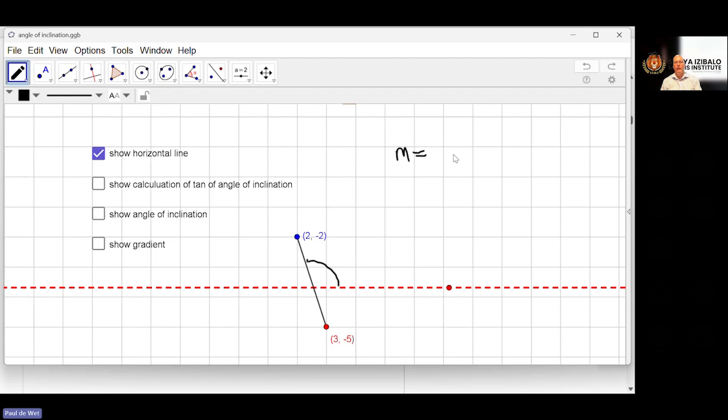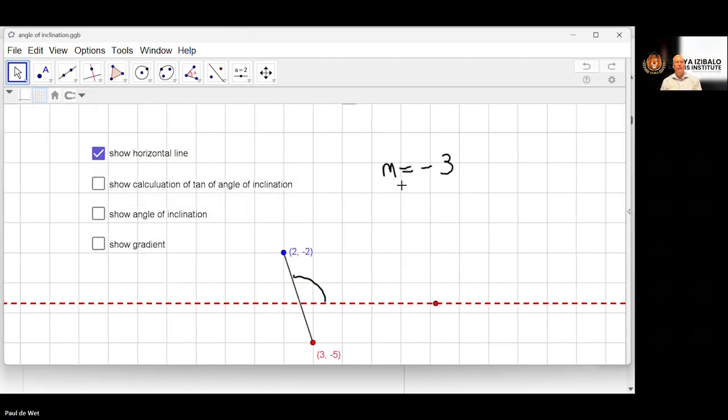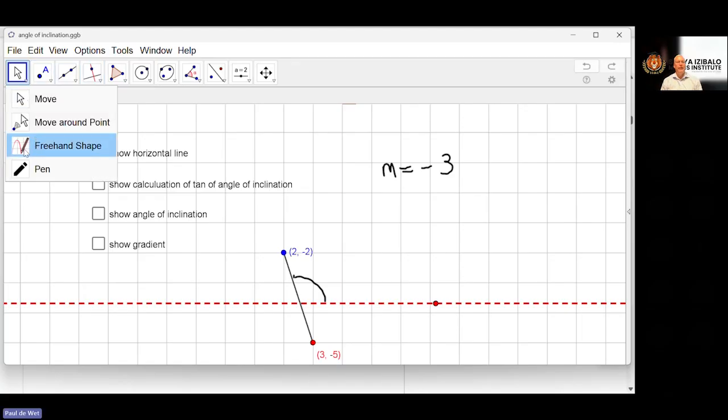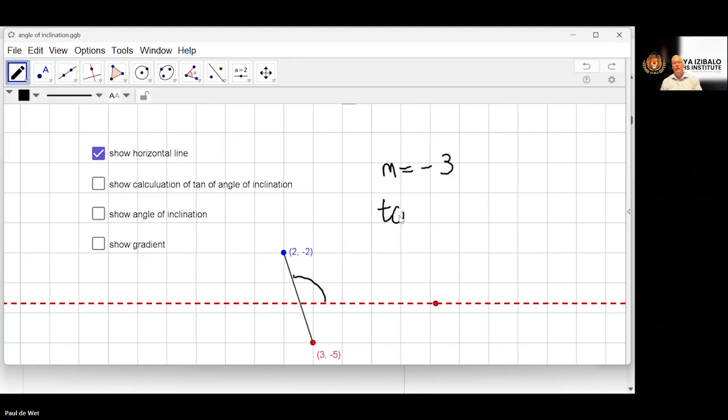Okay, what did you get for the gradient? -3, okay. All right, there it is. It's actually -3. Well, that's tan theta is -3. And then what? So I'm going -71.6. Okay, let's just go with -71.6.